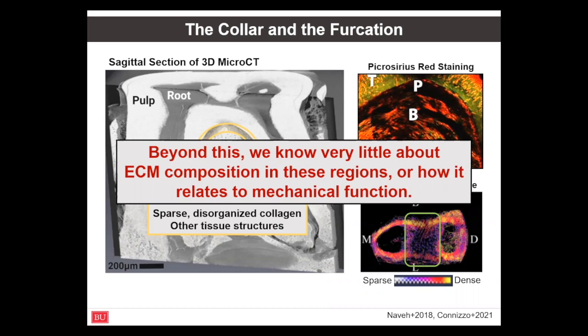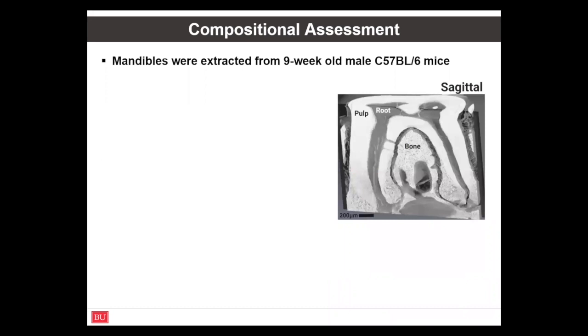So the first part of this talk is really the focus of the paper that I was selected for this journal club, which is trying to understand the regional composition in these particular regions and then relate it back to mechanical function. So to do this, we harvested mandibles from 9-week-old male mice.